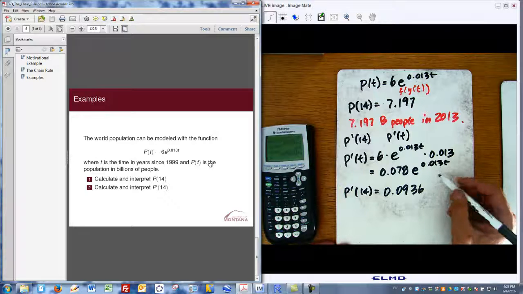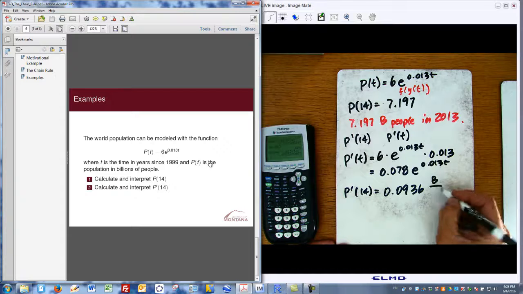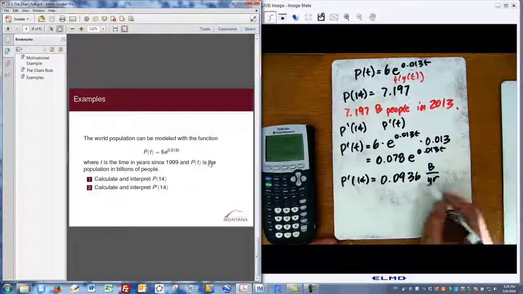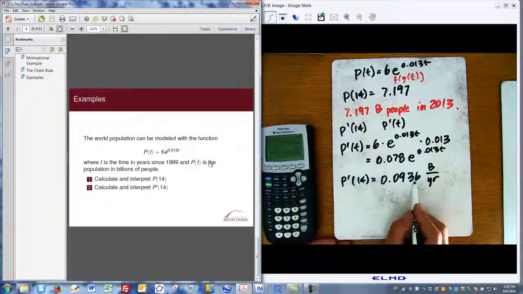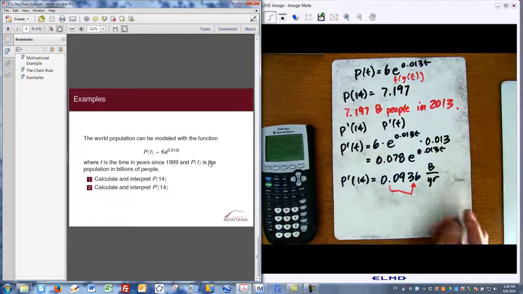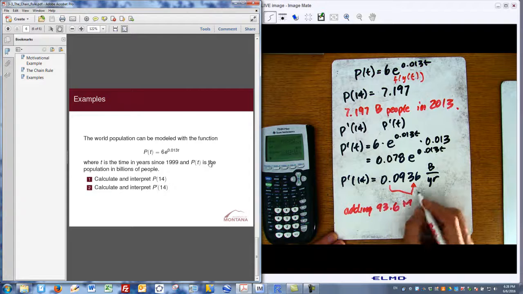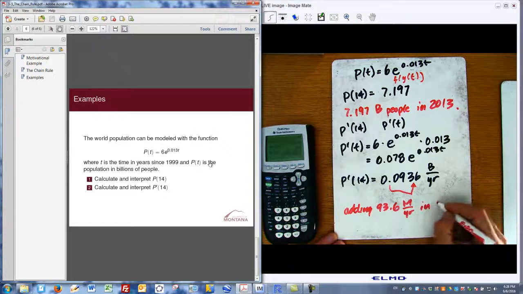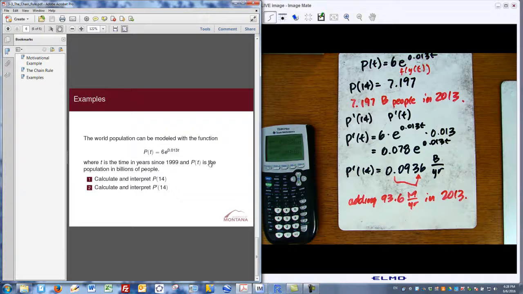And let's think about this. If population's on the y-axis and time's on the horizontal, then that's billions of people per year. So it's a rate of change in year 14. If we think of it as billions, it doesn't make much sense to talk about hundreds of billions, so what I'd probably do is move this 3 units to the left and talk about millions. So we're roughly adding 93.6 million per year in 2013. And that would be the contextualization of P prime of 14.